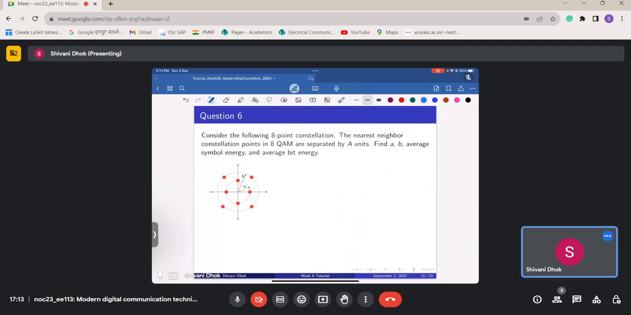Okay, and the next thing that we need to find is this b. So let us look at this triangle. This is b. This is capital A, and this is small a.